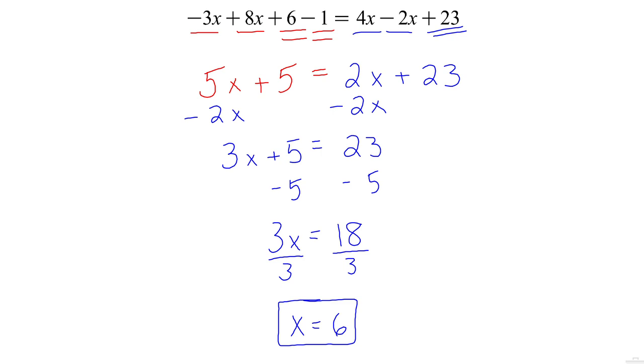And that is how we go about solving equations when we have variables on both sides. So combine like terms on each side separately, get all the variables to one side, get all the constants to the other, and then divide by your leading coefficient there.